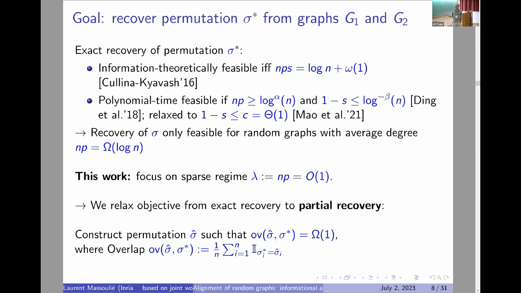So we relax our objective. We'll be happy if we can recover it partially. And by this, we mean we can produce some estimator sigma hat such that it agrees with sigma star on a fraction of vertices that is bounded away from 0. So formally, we define the overlap between two permutations as the fraction of indices on which they agree.